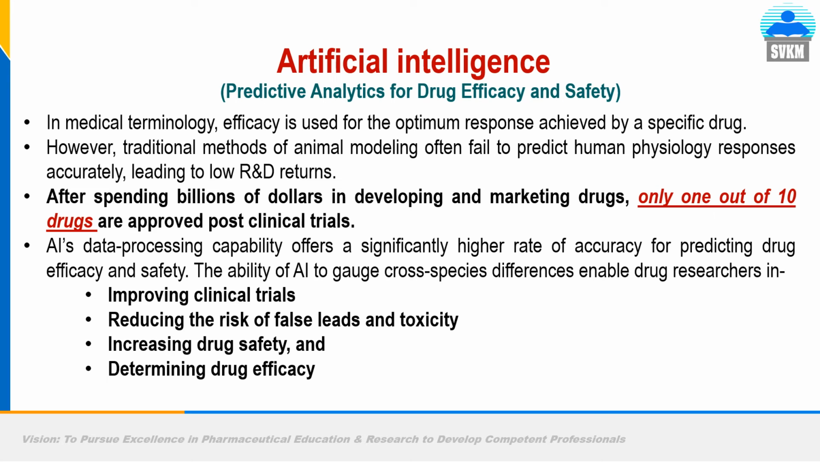AI's data processing capability offers a significantly higher rate of accuracy for predicting drug efficacy and safety. The ability of AI to gauge cross-species differences enables drug researchers to improve clinical trials, reducing the risk of false leads and toxicity, increasing drug safety, and determining the drug efficacy.